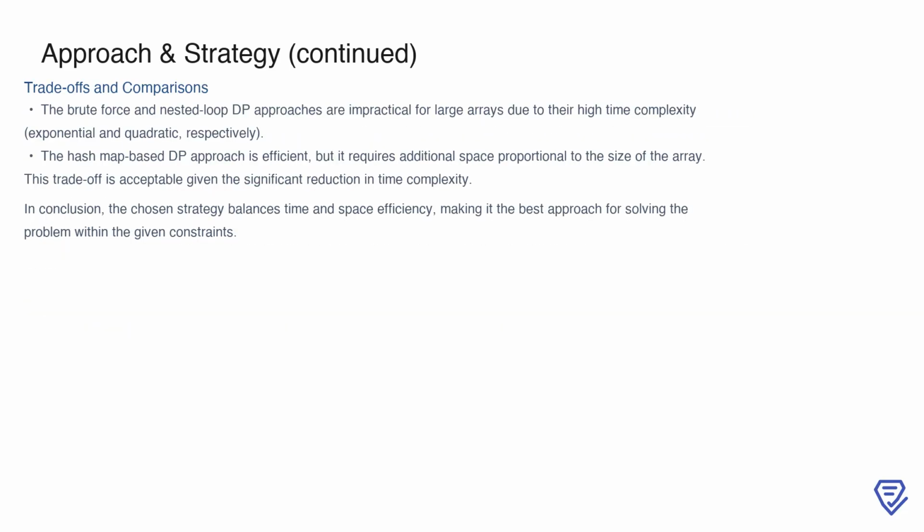Finally, it's important to consider the trade-offs and comparisons among the different approaches. While the brute force and nested loop DP methods are conceptually clear, they are impractical for large arrays due to their exponential and quadratic time complexities, respectively. On the other hand, the hash map-based dynamic programming approach achieves significant time efficiency, reducing complexity to linear. The trade-off here is the additional space required for the hash map, which scales proportionally to the size of the array. However, this trade-off is acceptable given the dramatic reduction in computation time.